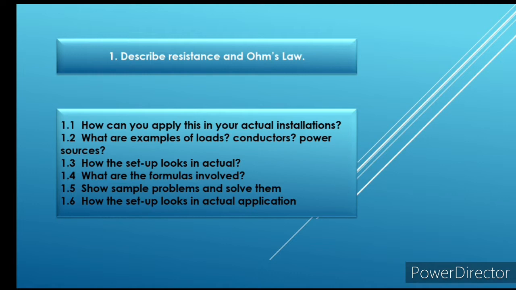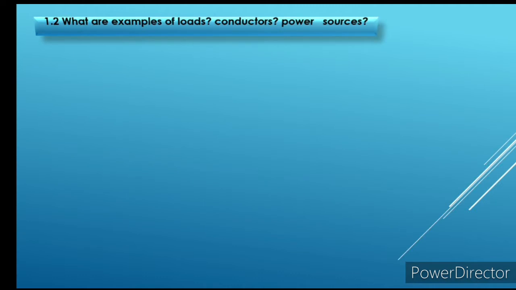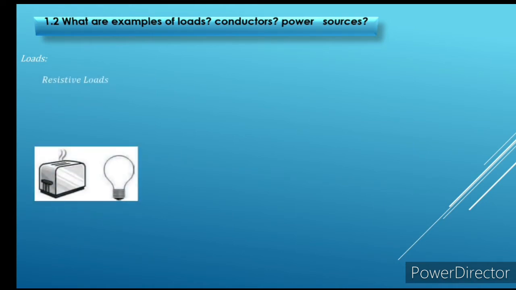And next, we have 1.2. What are examples of loads, conductors, and power sources? For the examples of loads, we have three types of loads: the resistive loads, the inductive loads, and the capacitive loads. For the resistive load, it is consisting of any heating elements. Examples are light bulbs, toasters, ovens, and even coffee maker.